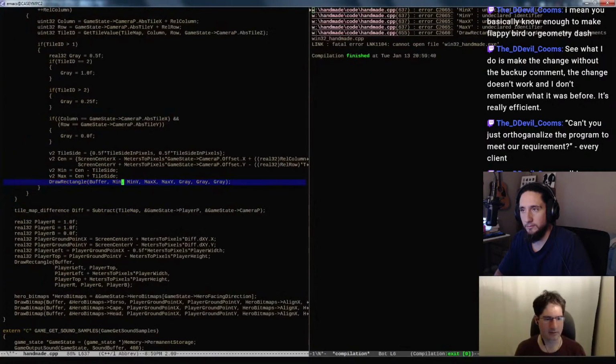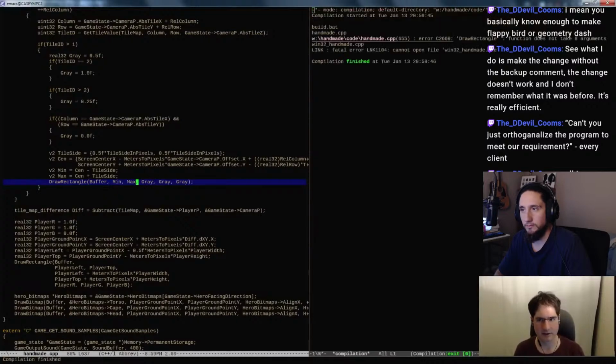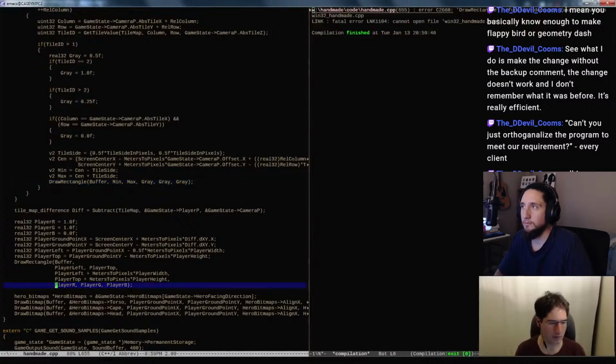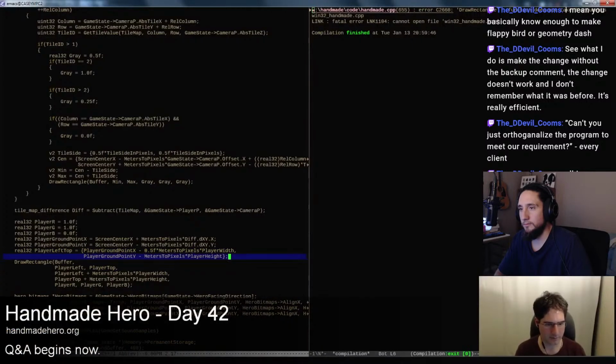And then this just takes min and max like that. What did I do? Oh, here we go. And so this one, let's see, this is player left and player top. So this is basically player left top. We can now just say like that, right? And it looks like we are out of time. So there's our player left top.